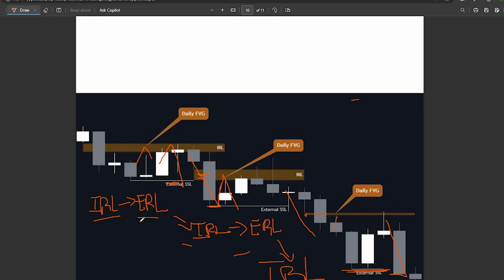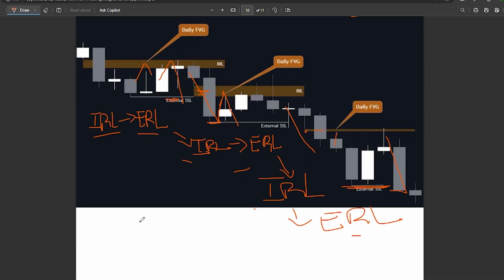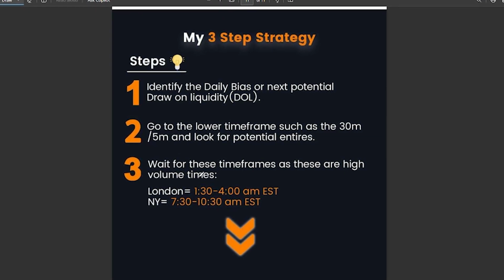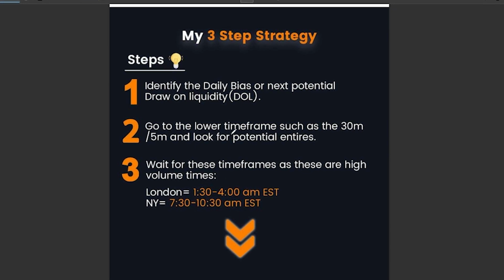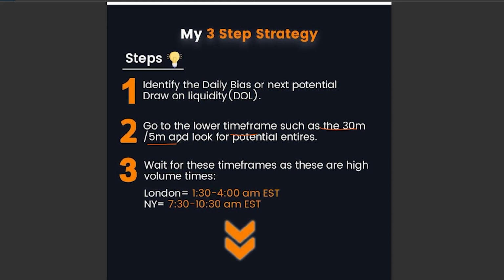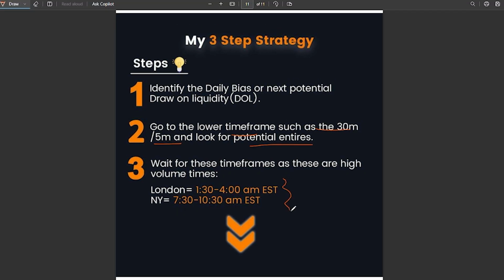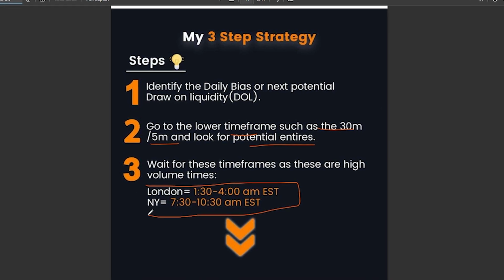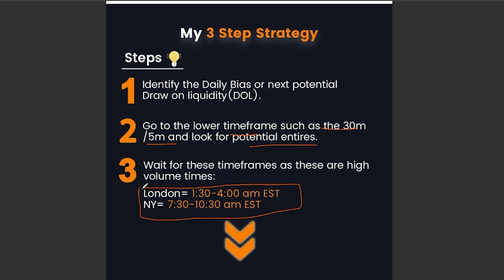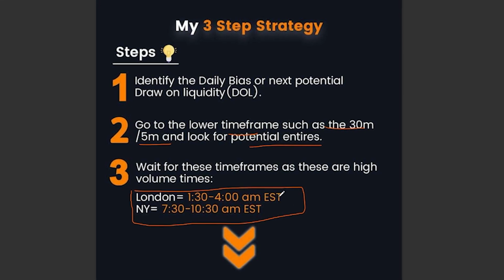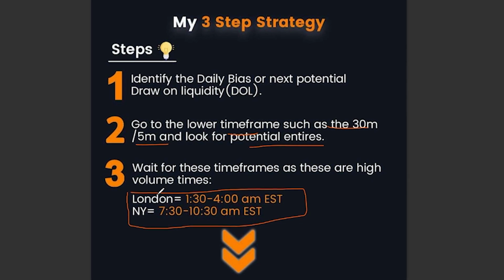So now let's move towards the most important topic of this video, that is my 3-step process to trade liquidity. Firstly, I will look for my daily bias or my DOL. Secondly, I will look to go on the lower time frames such as the 30-minute, 5-minute and look for potential entries. Thirdly, I will look to make sure that my trade is between these time zones because these times have the most volume in the day and I want my positions to be in a time which has some volume in which I can execute. So let's move on to the charts and let me explain my 3-step process.